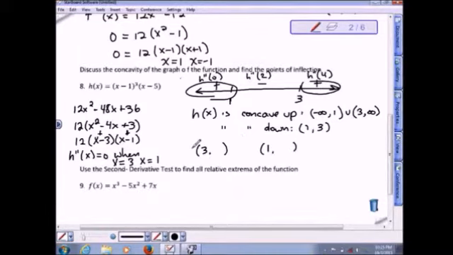So 3 plugged in, 3 minus 1 is 2, 2 cubed is 8. We have an 8. 3 minus 5 is negative 2. 8 times negative 2 is negative 16. If 1 is plugged in, 1 minus 1 is 0. 0 cubed is 0. 0 times anything over there is going to be 0. And these are the points of inflection.